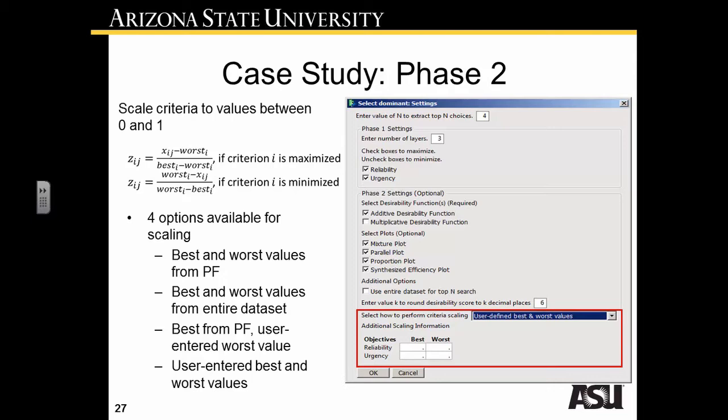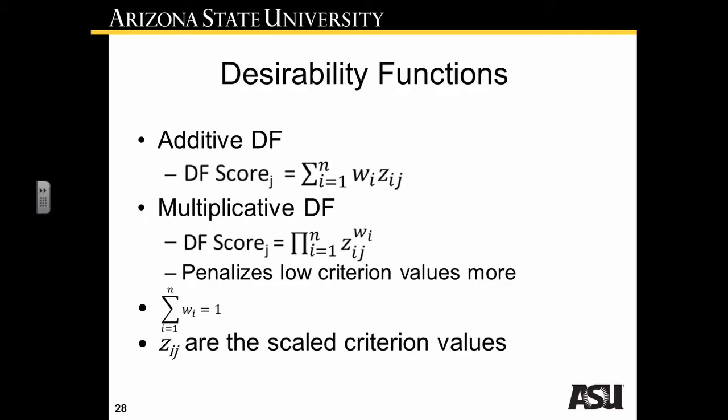Once you have your criteria scaled, then we want to combine the criteria into one overall desirability function score. And here we have two options you can choose. One is the additive desirability function, and the other is the multiplicative desirability function. So here the ZIJs, again, are the scaled criterion values, and the weights, WI, are defined between 0 and 1. They sum up to 1 across the criteria. So these weights represent the priority that you might give to one criterion over another.